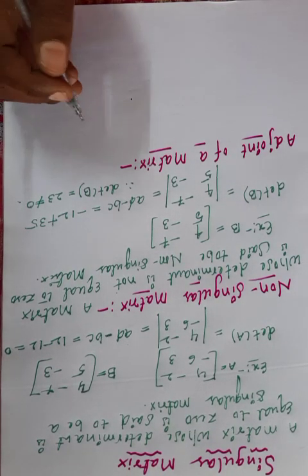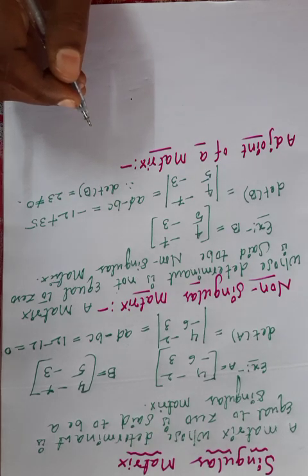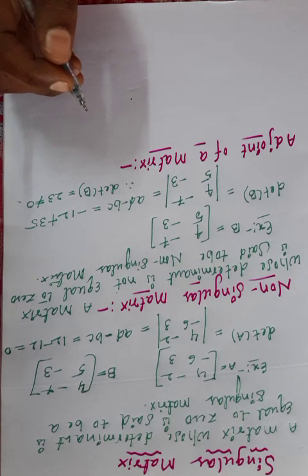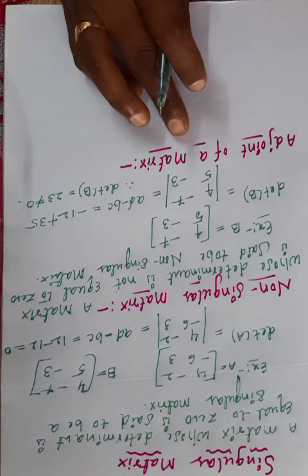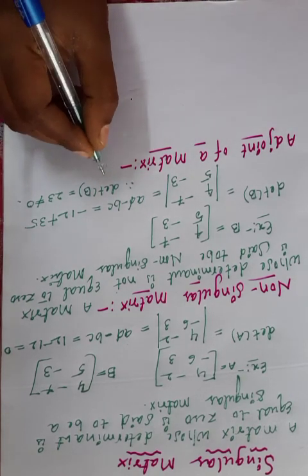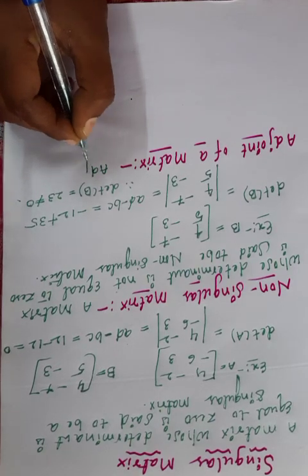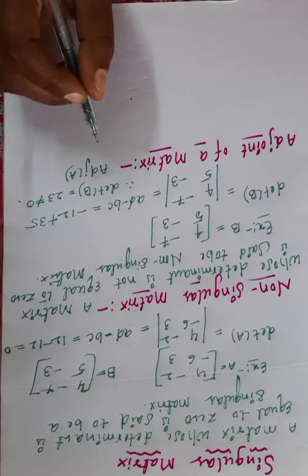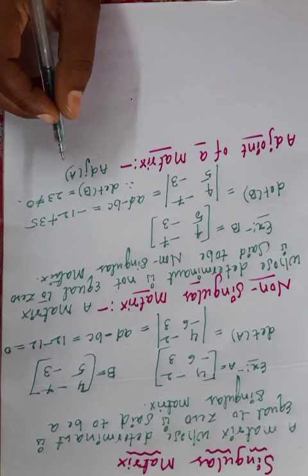Now let us see the definition of adjoint of a matrix, which is a very important concept from the examination point of view. The transpose of the matrix formed by replacing the elements of a square matrix with the corresponding cofactors is called the adjoint of a matrix. Adjoint of a matrix is denoted by adj A. Short form of adjoint of A is adj A.